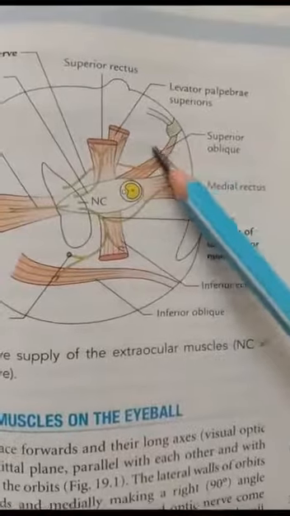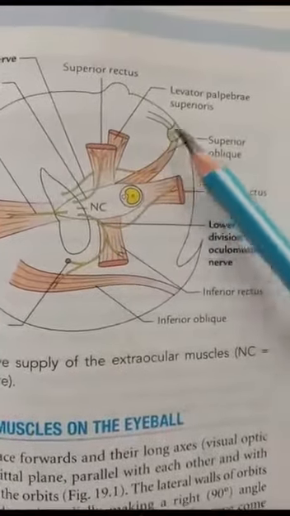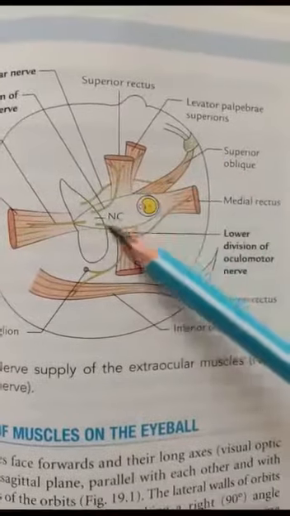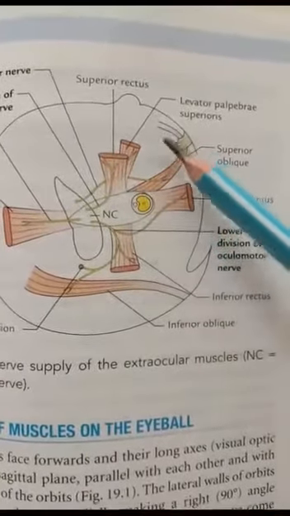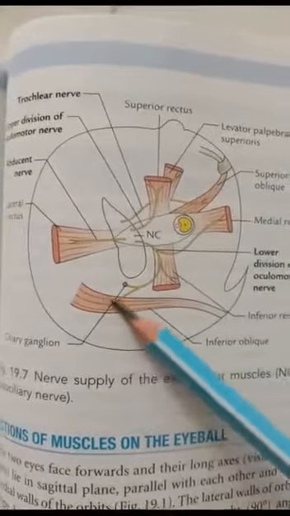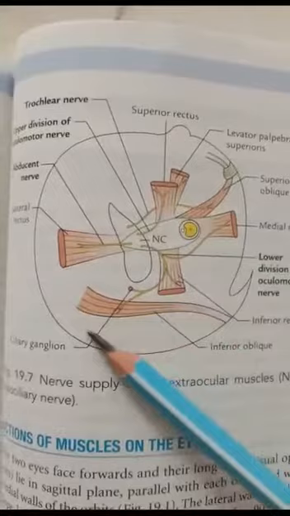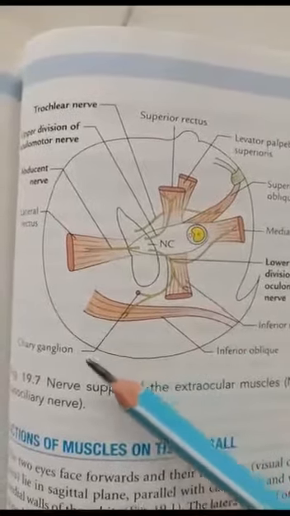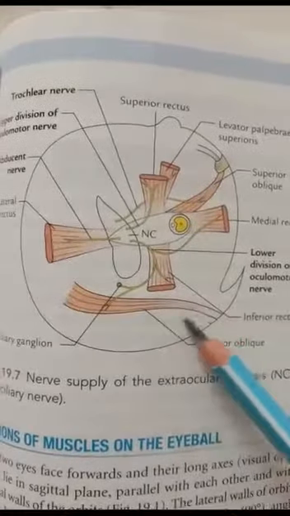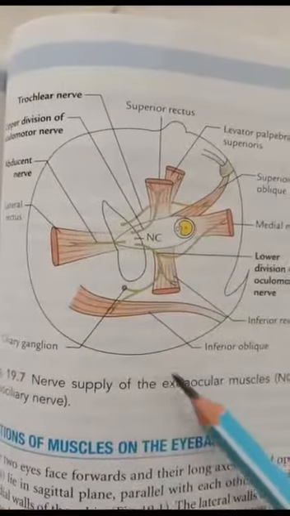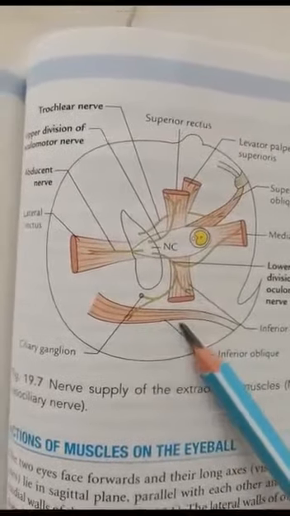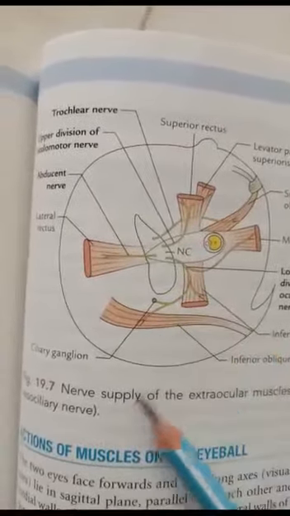Then the superior oblique arises from the body of the sphenoid bone, superomedial to the optic canal. So here is the optic canal, and that is the superomedial side. Then the inferior oblique arises from the orbital surface of the maxilla, lateral to the lacrimal groove, and the muscle is situated near the anterior margin of the orbit.